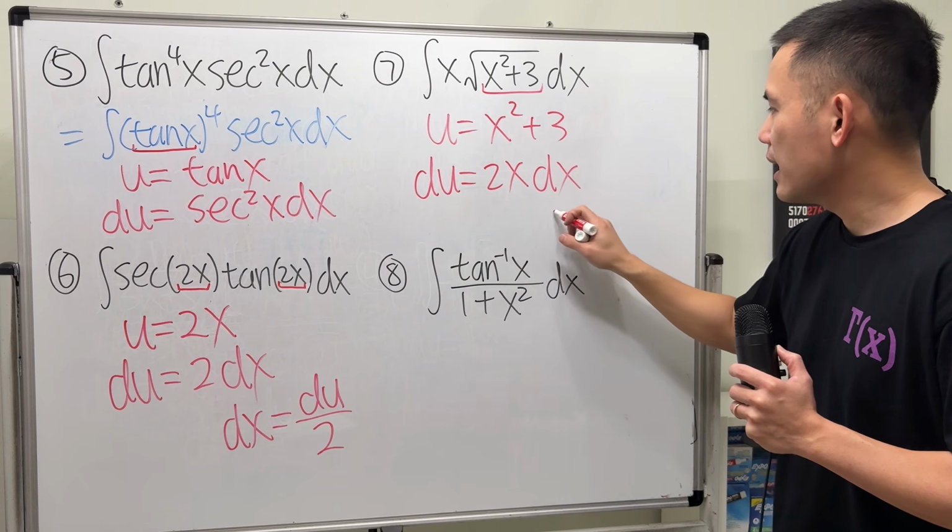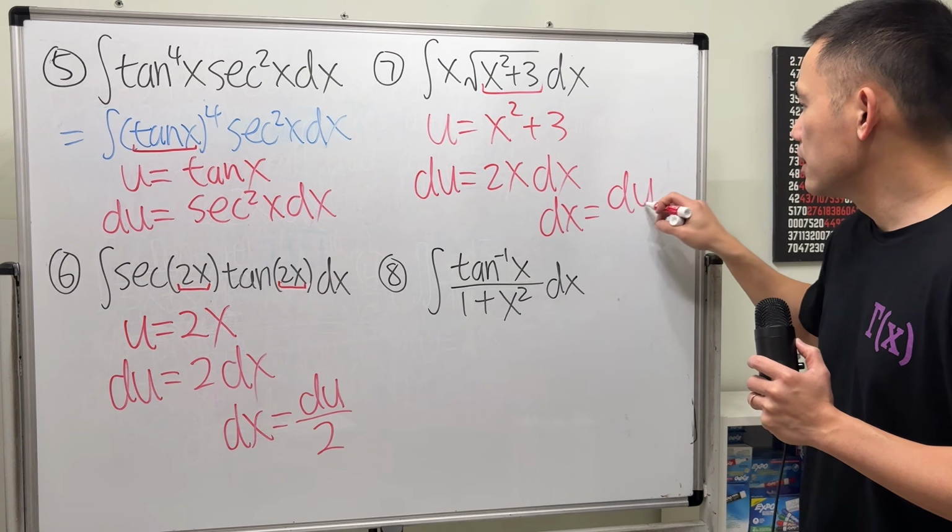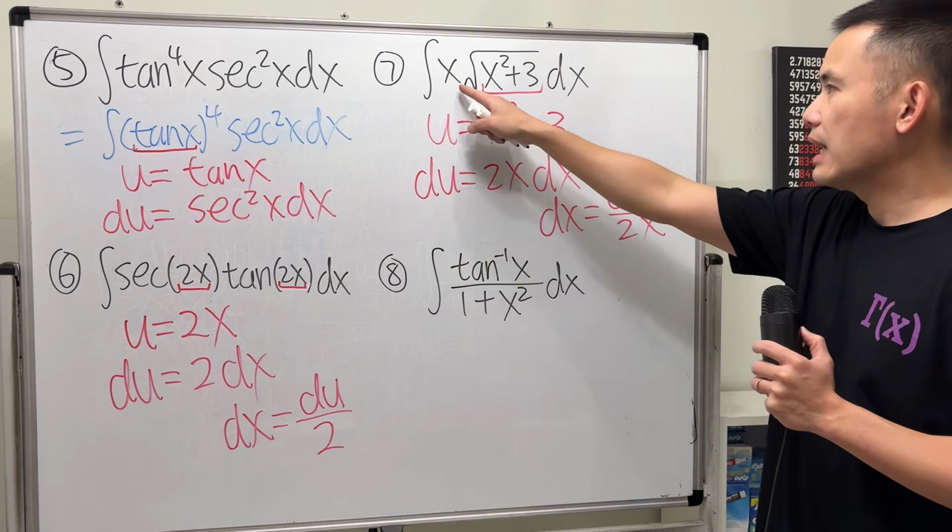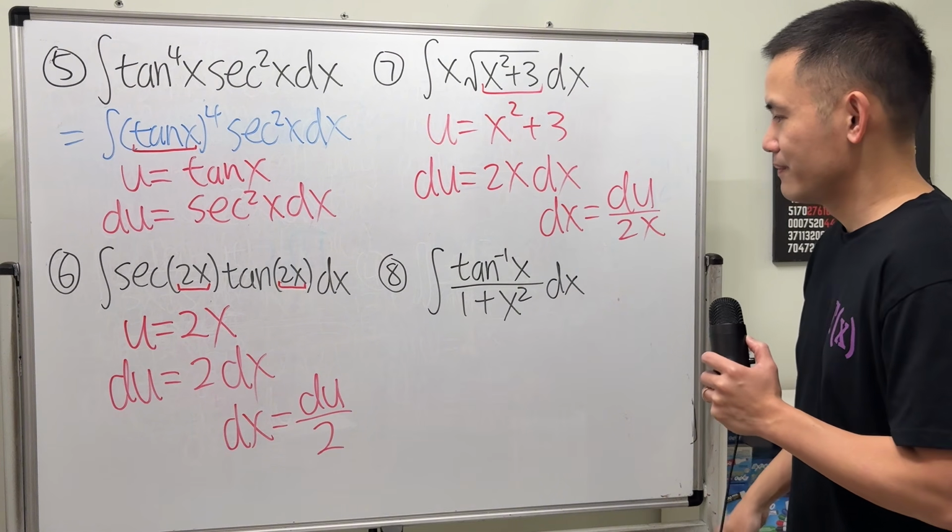Divide the 2x to both sides. You will see this x and that x will cancel. That would be very nice.